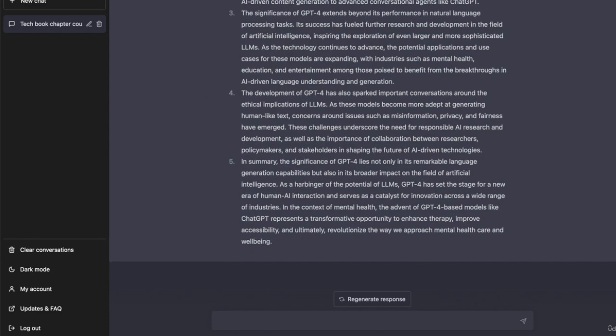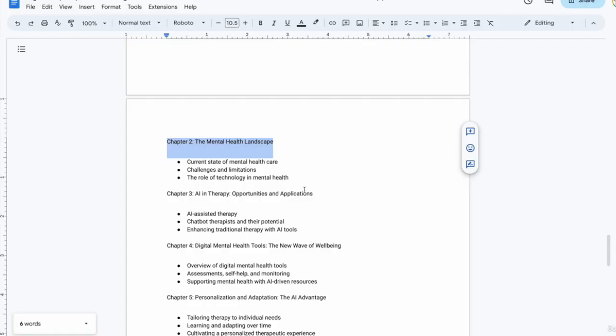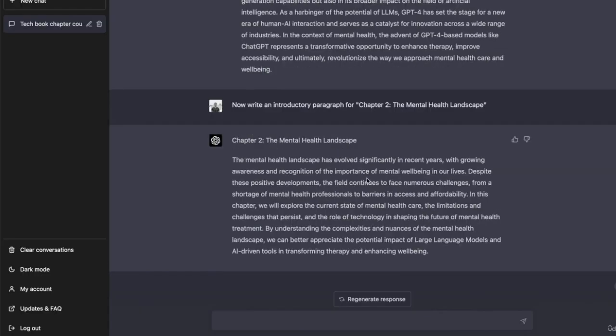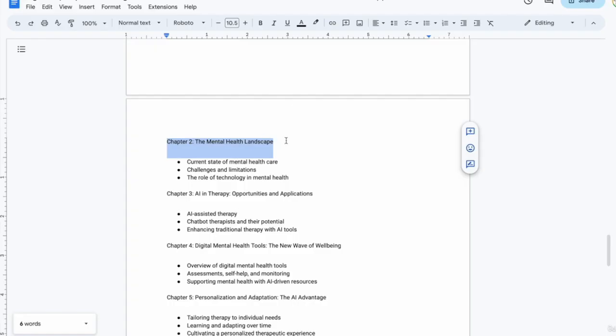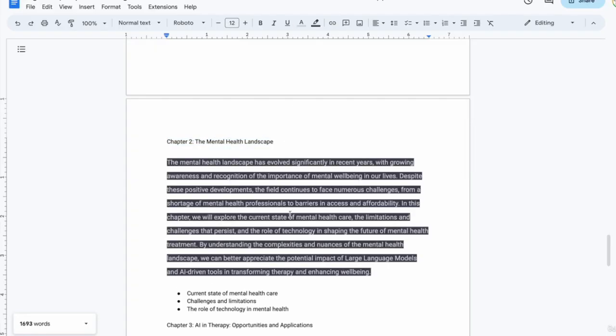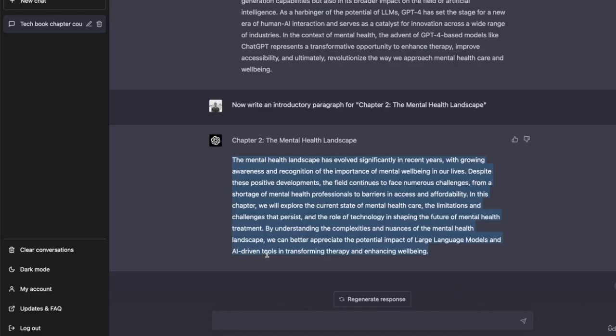I'll ask it to write an introductory paragraph, and then I'll ask it to write 5 paragraphs for each of the sub-chapters. It says that in this chapter, we'll explore the current state of mental health care, the limitations and challenges that persist, and the role of technology in shaping the future of mental health treatment. So that's what we're going to talk about, and I'm going to double check if it actually writes about that. I wonder if it can anticipate what it's going to write. That's interesting. So I'll give it more context.